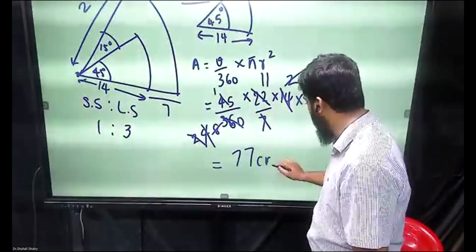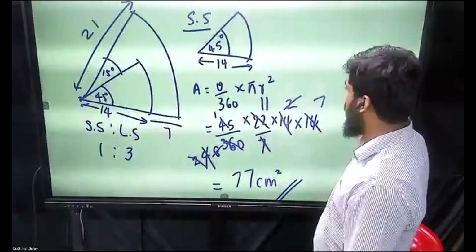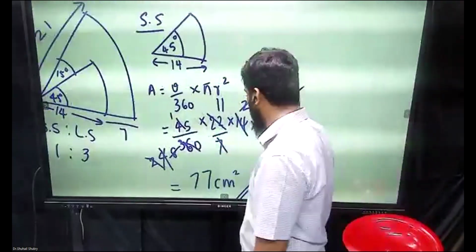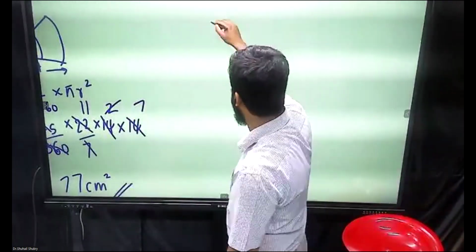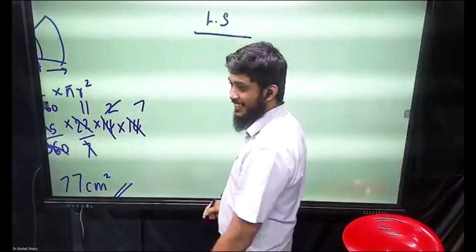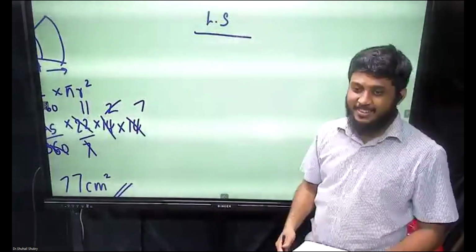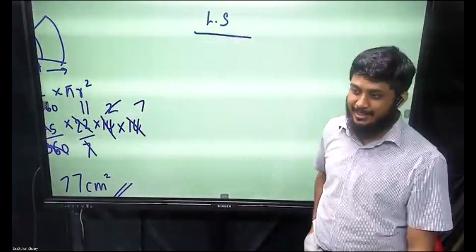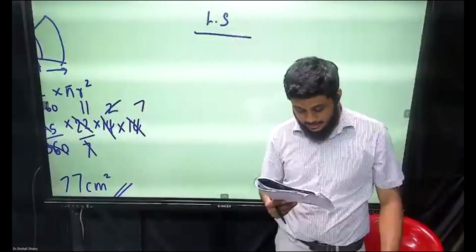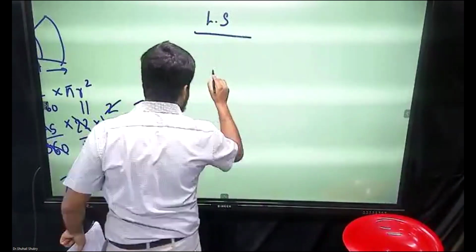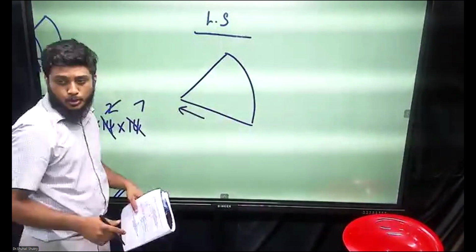Now the smaller sector we found. SS means smaller sector. Alright. So the larger sector means what? The LS. Right, now we'll draw the larger sector. Larger sector, if I draw like this, what is the radius of the larger sector?